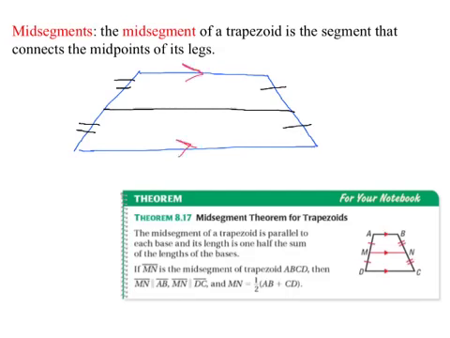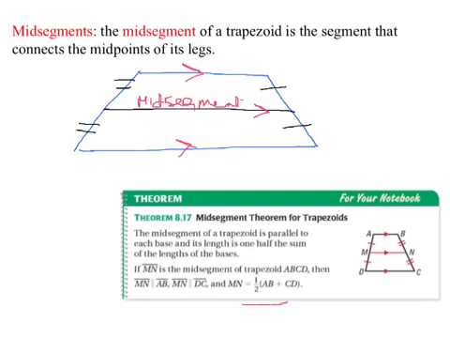These are parallel. This right here is my midsegment. And there's a theorem associated with it, of course. Theorem 817, midsegment theorem for trapezoids. The midsegment of a trapezoid is parallel to each base, and its length is 1/2 the sum of the lengths of the bases. So this midsegment is also parallel to the top and the bottom, or the base, and its length is 1/2 the sum of the lengths of the bases.